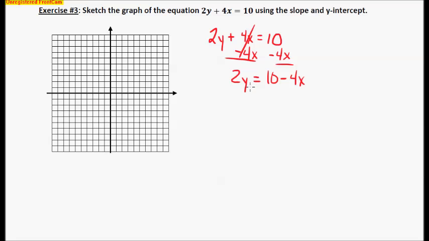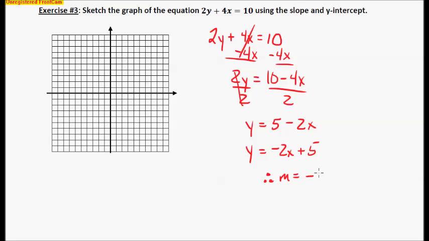And then I've got one more step to do. Now I've got to divide by this 2. Again, we've done this before, we just haven't put it all together in one problem. So divide by 2, that means these 2's cancel. 10 divided by 2 is 5, and 4 divided by 2 is 2. Now we're really close. We need to switch these terms around to put it in the form y equals mx plus b. That tells me that the slope, or m, is -2.